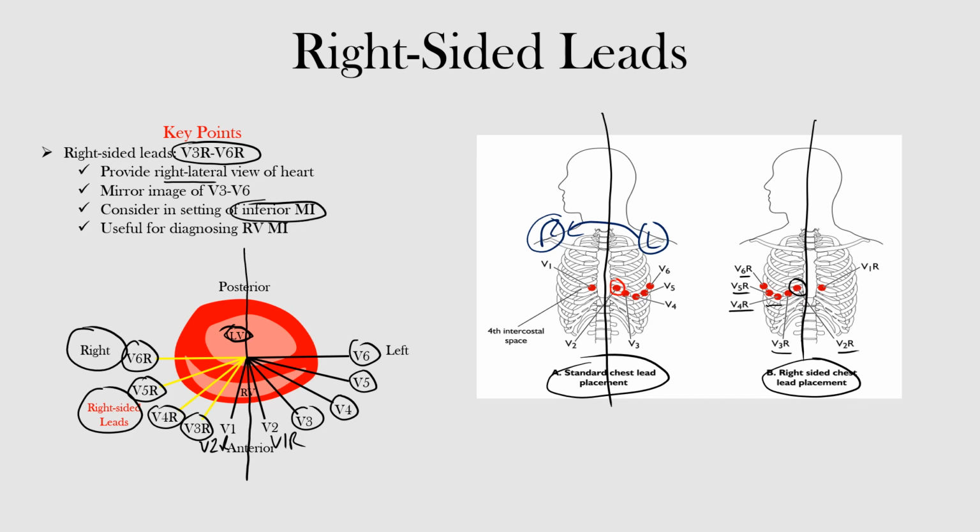We said to consider these in the setting of an inferior infarct, and that's because the right ventricle can often be involved in the setting of an inferior infarct. And remember, right ventricular infarcts are preload dependent, so it can change our management. This is useful in the diagnosis of a right ventricular MI because the right ventricle is here, and the force is going to go both anterior and rightward, which is towards those leads. V4R is quite a good lead to get an idea if there's anything going on in the right side of the heart.